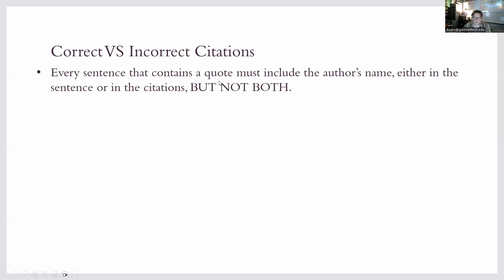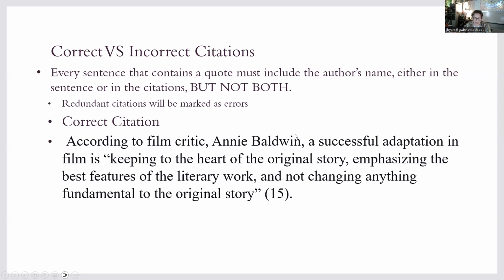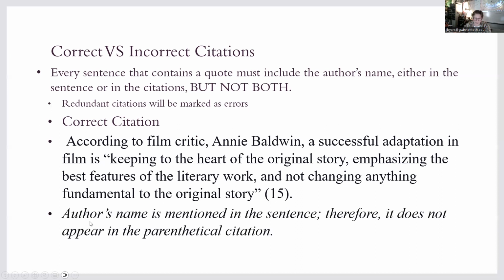Every sentence that contains a quote must include the author's name, either in the sentence or in the citation, but not both. Redundant citations will be marked as errors. Okay, so again, here is another example. According to film critic Annie Baldwin, a successful adaptation in film is keeping to the heart of the original story, emphasizing the best features of the literary work and not changing anything fundamental to the original story. (Quotation mark, 15.) This is correct because the author's name is mentioned in the sentence, Annie Baldwin. Therefore, it does not appear in the parenthetical citation. See? It's here, so it's not here.